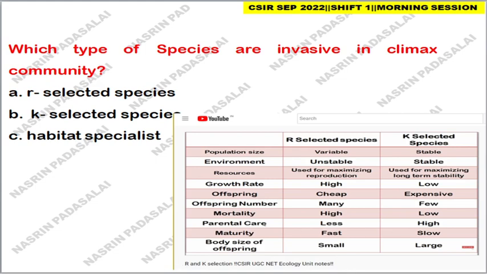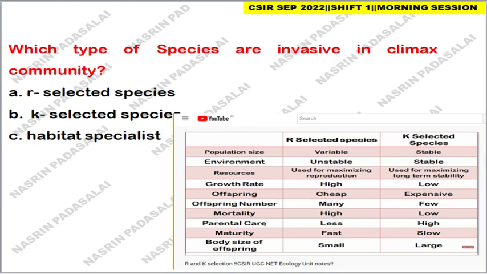So the next question is with regard to ecology. Which type of species are invasive in climax community? What is meant by invasive? Invasive species are non-native species. And what is meant by climax community? Climax community is filled with climax species, and the other names for climax species include late seral, K-selected species, which belong to this particular climax community. That is, the plants present in this community will grow with limited resources. Okay, so the correct answer is K-selected species.